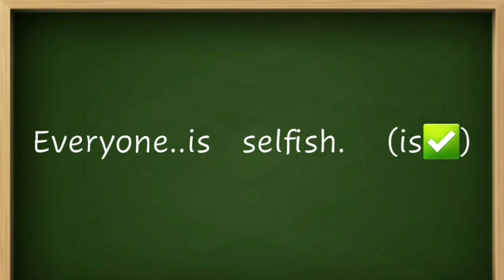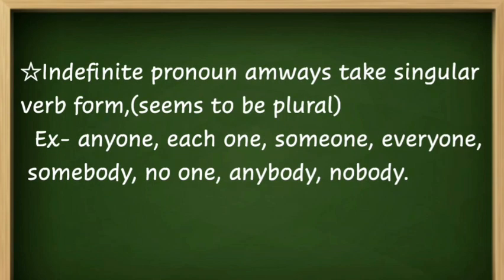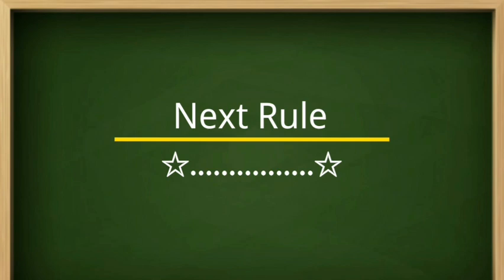See that the word everyone seems to be referring to a group of people, or to everybody, but it doesn't mean that it will take plural verb form, because that comes in the category of indefinite pronouns, and indefinite pronouns like everyone, each one, someone, somebody, no one, nobody, anyone, anybody are always singular. They always take singular verb form. So if it is everyone, if it is everybody, if it is any indefinite pronoun, it will always take singular verb form. So the right answer should be is here. Moving on to our next rule.